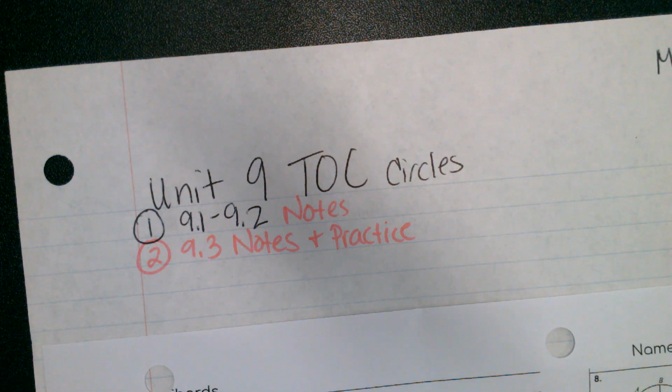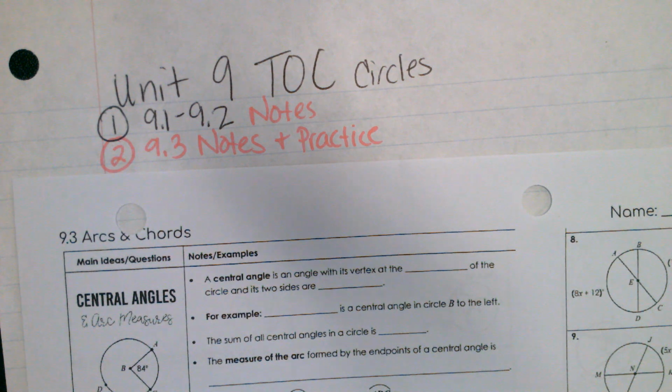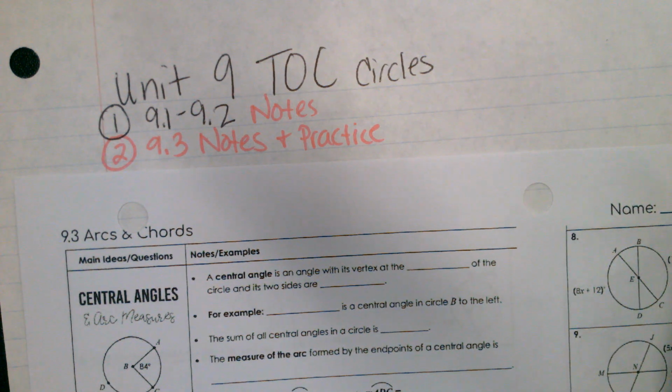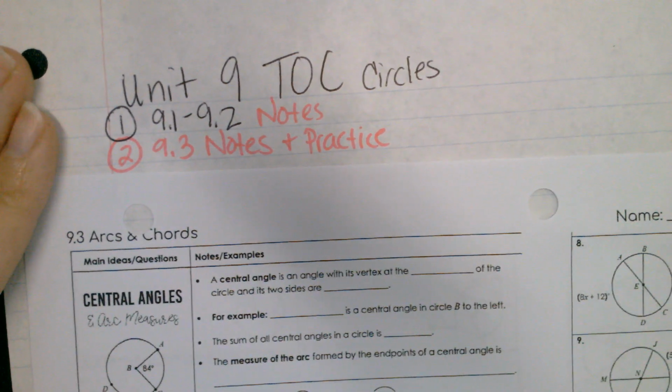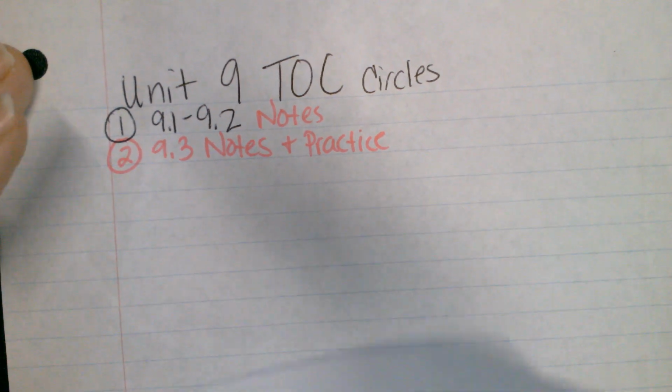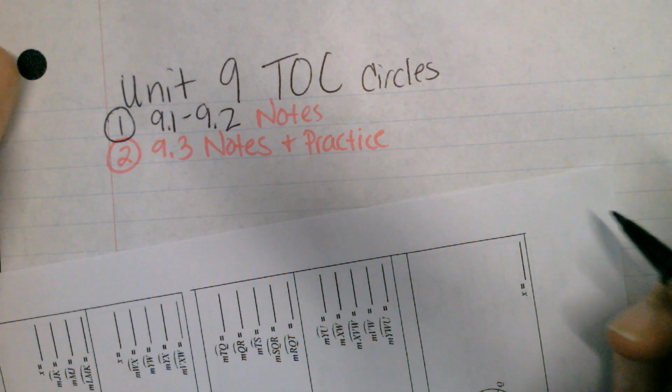Okay, so this is 9.3, chords and arcs. Go ahead and put your name on it. And in the corner, or period 2, in the corner, you can write where you're going to put it in your binder. You can write page 2.